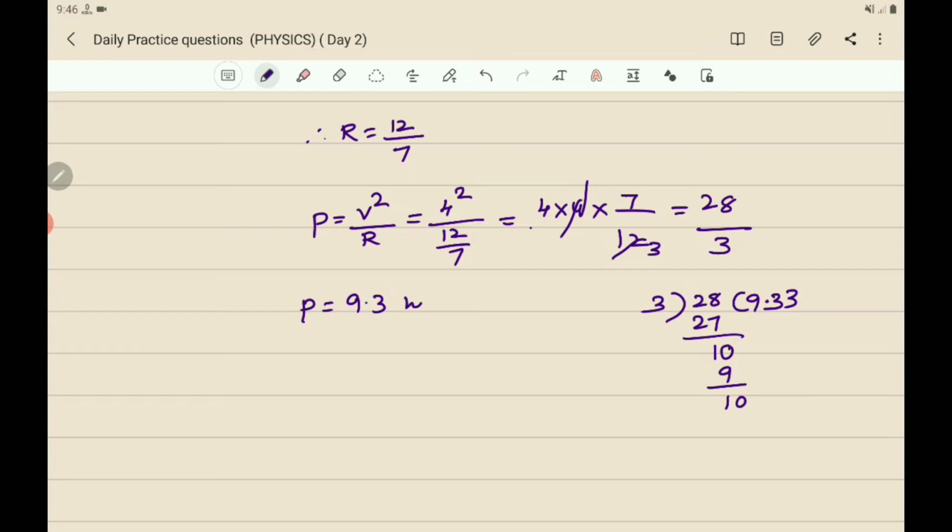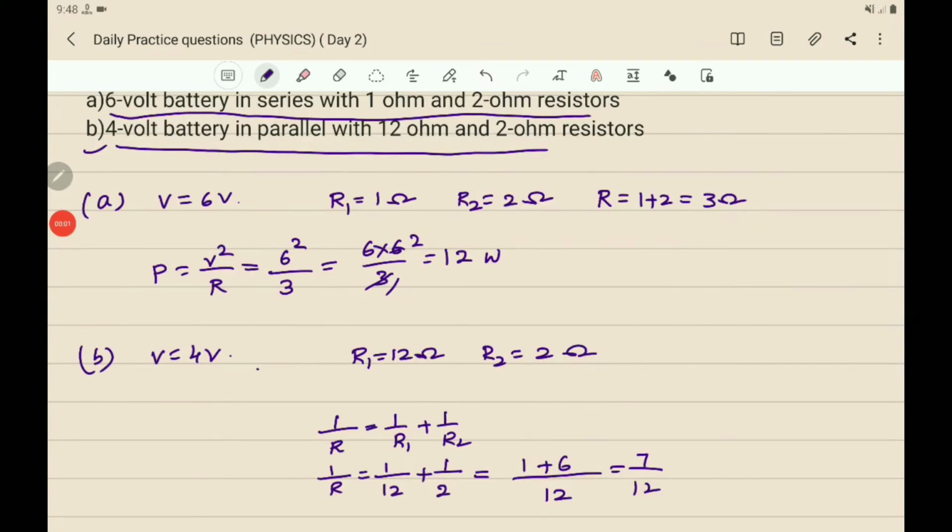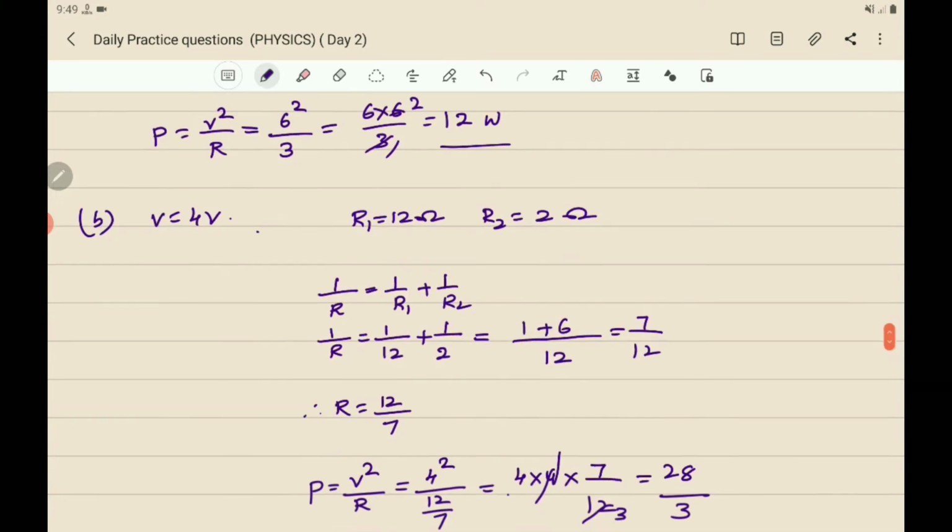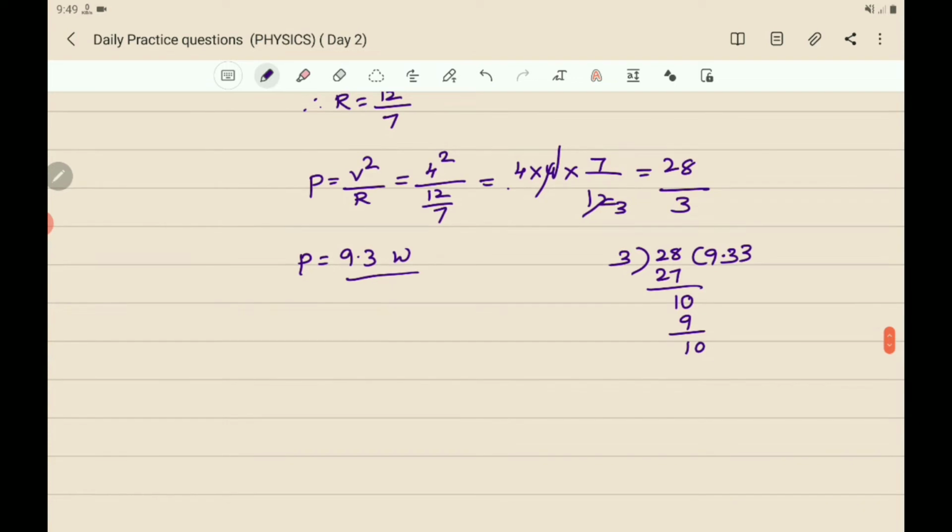So you write 9.3 watts. You got that power used in 6 volt battery in series with 1 ohm and 2 ohm resistors is 12 watt, and the power used in 4 volt battery in parallel with 12 ohm and 2 ohm resistors is 9.3 watts. So you write that.